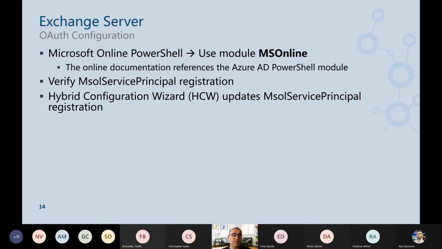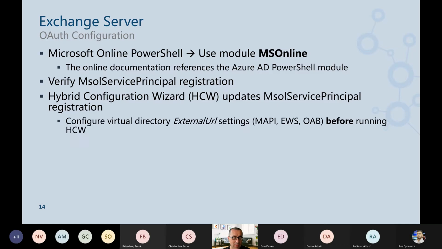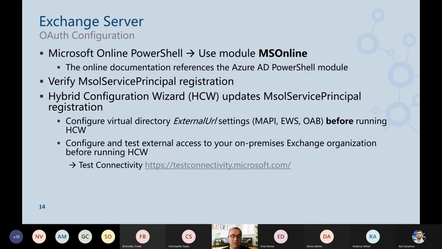So this is just a quick overview of what you need to do when you troubleshoot the OAuth authentication. It's just verifying that the MS service principal is correctly configured. We'll show you this in a moment.